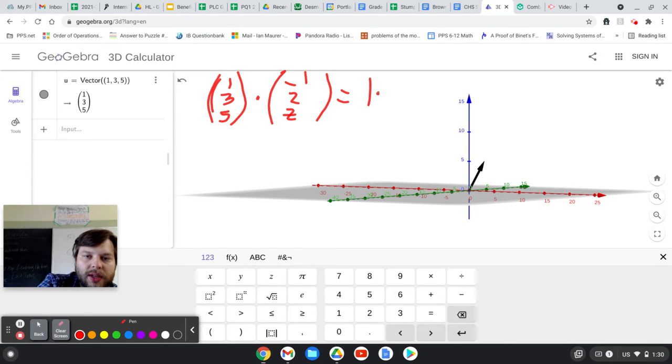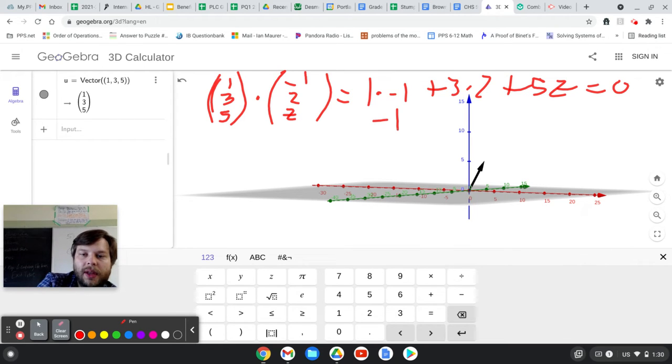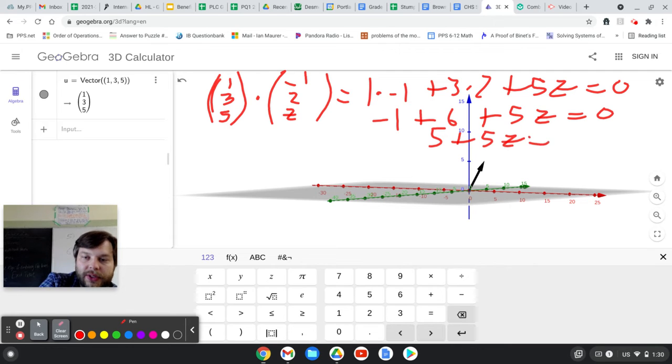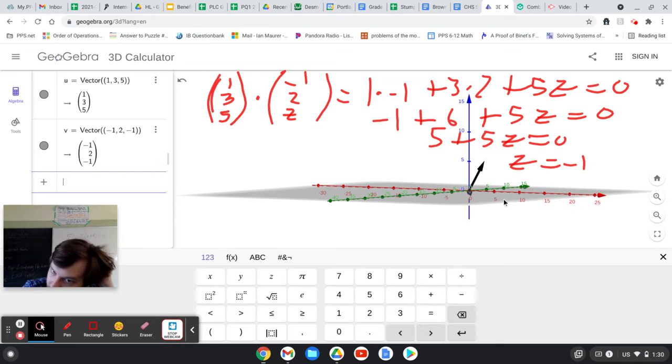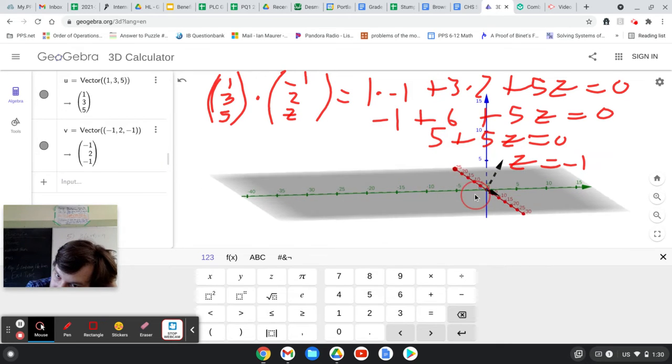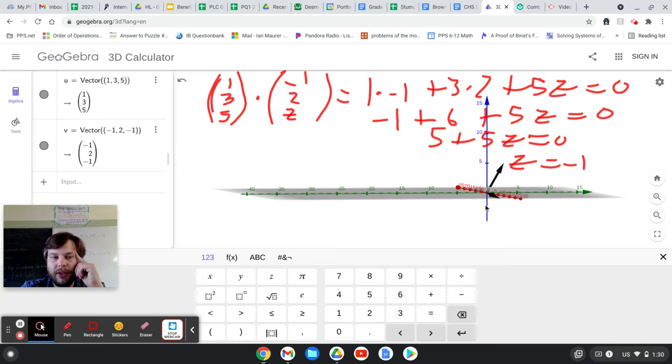And so this is going to be 1 times -1 plus 3 times 2 plus 5 times z is equal to 0. And this is solvable. It's equal to 0 because that makes it perpendicular. And this is solvable for the letter z because we'll have 5 plus 5z equals 0. So z is going to equal -1. And what you're going to see as I type in this new vector, I'm going to go -1, 2, -1, hit enter, and it pops out. There we go. And we can see that that vector is perpendicular to our original vector.